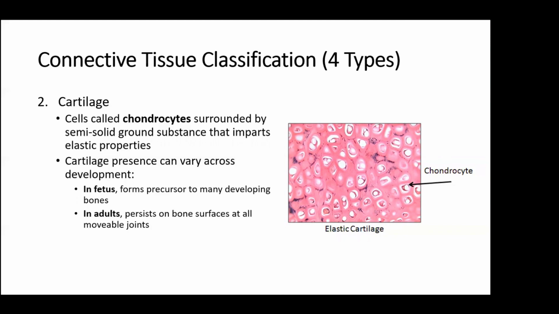We also see cartilage on joint surfaces. When you have a movable joint, that bone is capped by cartilage, which can resist some of the forces when you make impact with things. So the elasticity of the cartilage is helpful there.